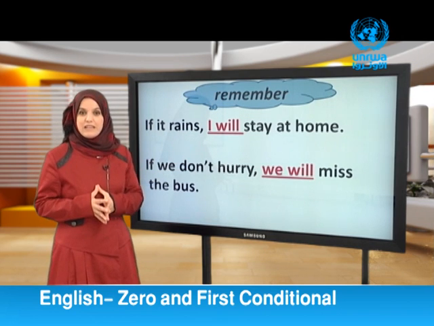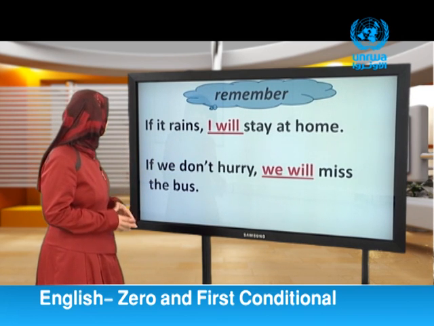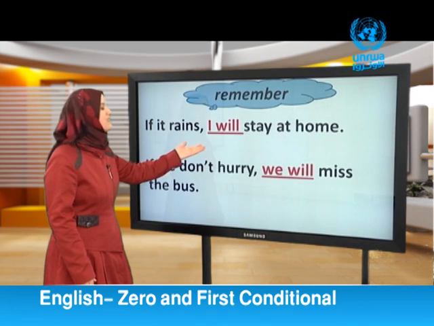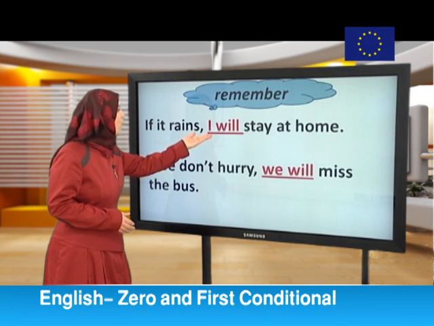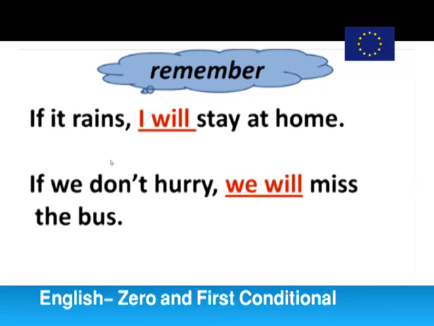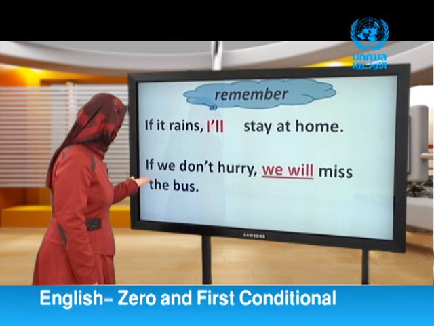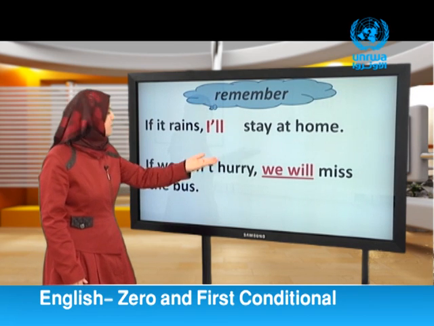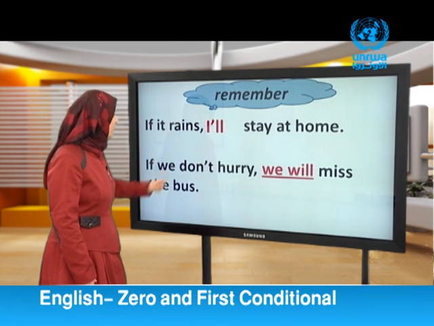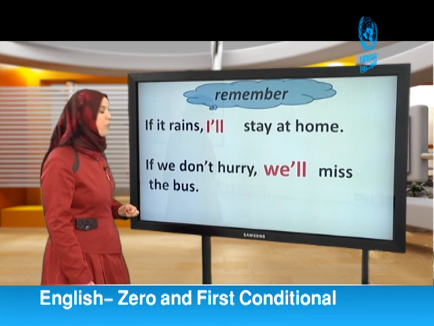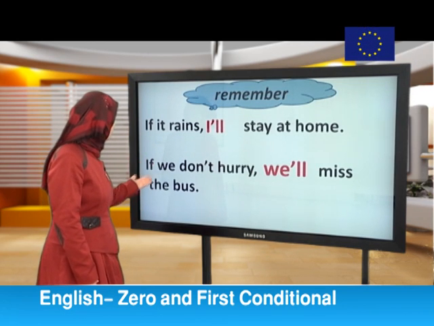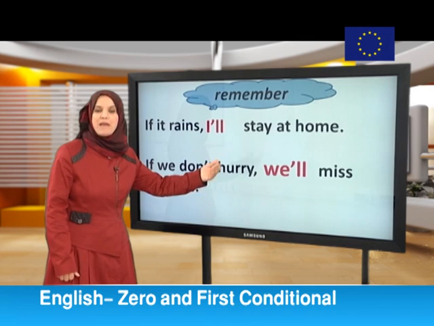Now, let's look and notice these sentences. If it rains, I will stay at home. Will can be contracted like this. If it rains, I'll stay at home. If you don't hurry, we will miss the bus. We can contract it and pronounce it like this. If we don't hurry, we'll miss the bus.